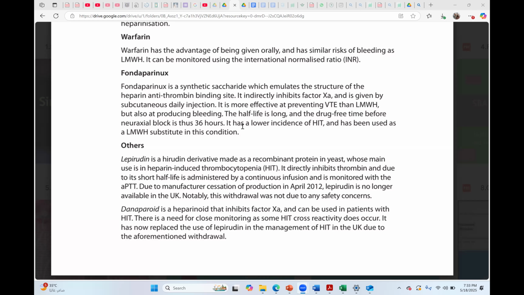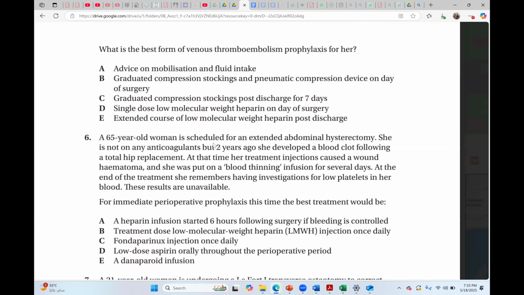Fondaparinux is a synthetic saccharide which emulates the structure of the heparin antithrombin binding site. So it indirectly inhibits factor 10A and is given by subcutaneous daily injection. It is more effective in preventing VTE than low molecular weight heparin, but also at producing bleeding. The half-life is long, and the drug-free time before neuraxial block is thus 36 hours. It has a low incidence of HIT and has been used as a low molecular weight heparin substitute in this condition. Let's see why they chose danaparoid, not fondaparinux.